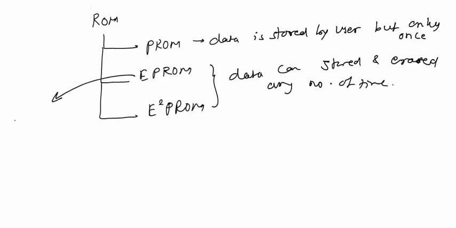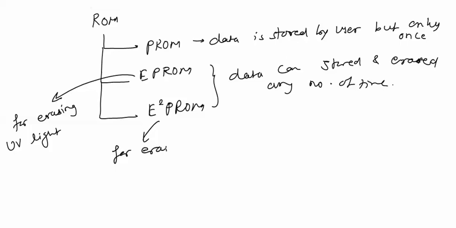For EPROM, for erasing, UV light is used, and for E square PROM, for erasing the data, electrical signals are used.